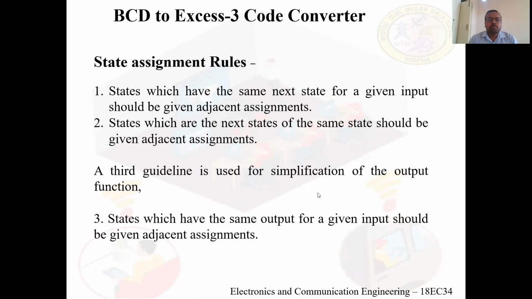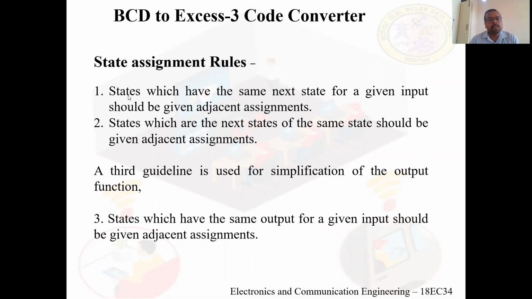Now, once we have the reduced state table, we need to come up with a transition table. In order to come up with a transition table, we need an assignment map. In order to write the states in the assignment map, we need to follow the rules shown on the slide here. First, I'll read out this slide, and accordingly I will show the assignment map and how the states are written there.